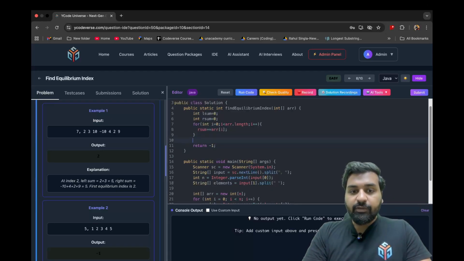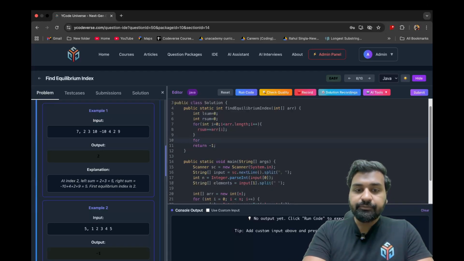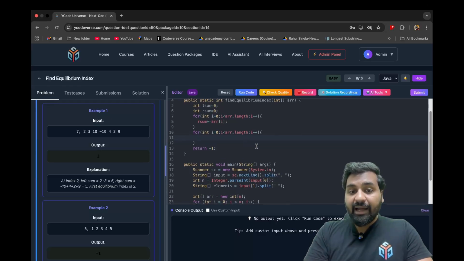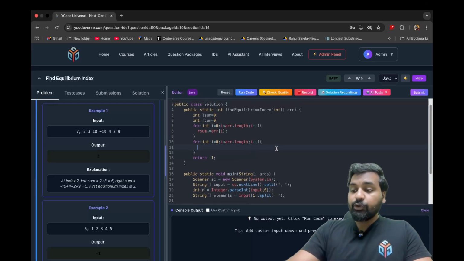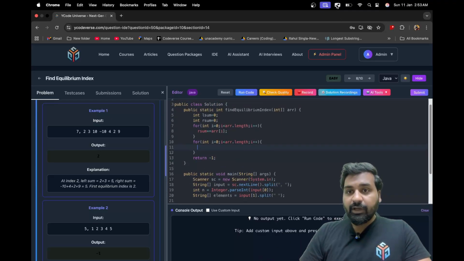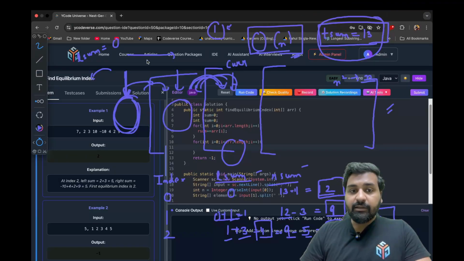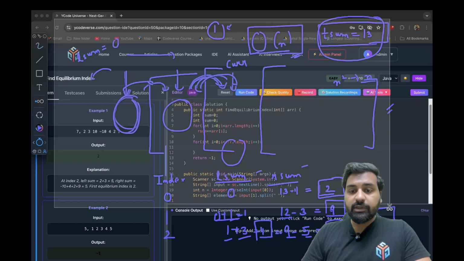Okay, now what we are going to do? For int i = 0; i < arr.length; i++. So here I'm going to go on each element now. You have to understand this thing, that now I'm going to go on each element. Let me remove this.